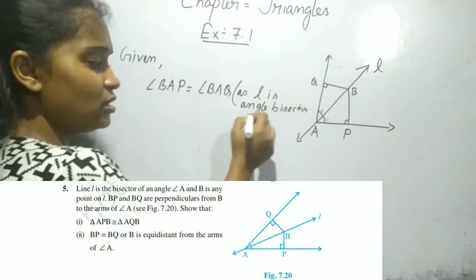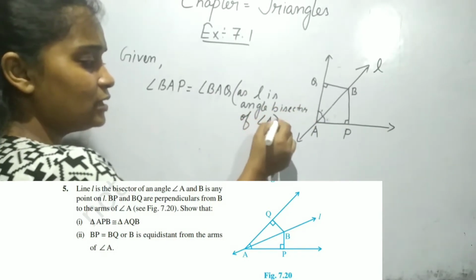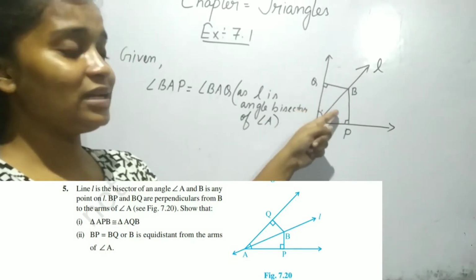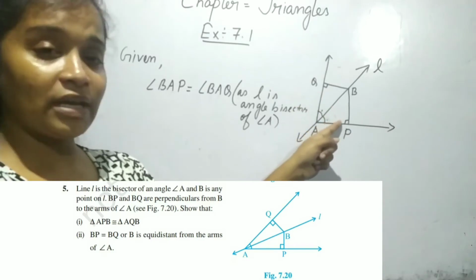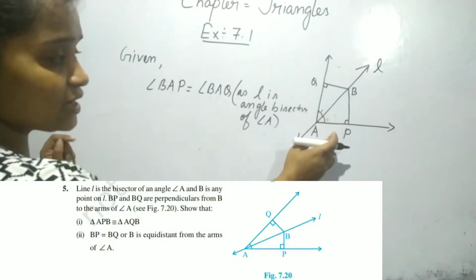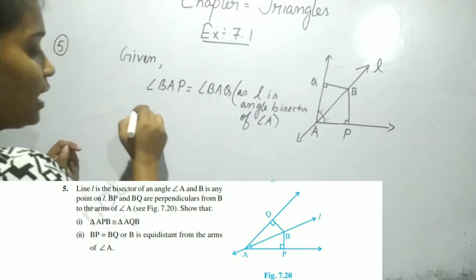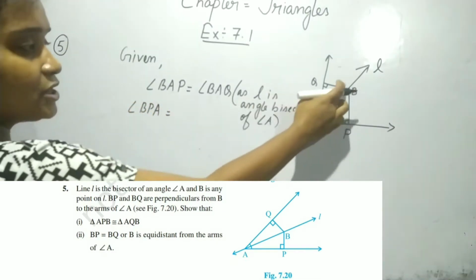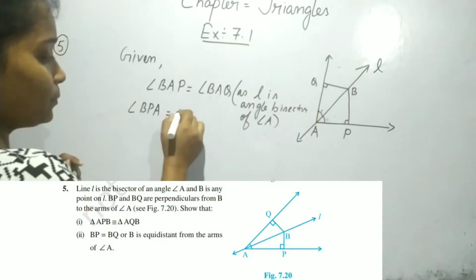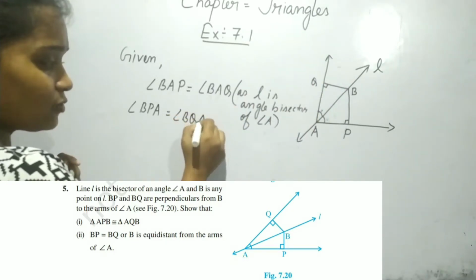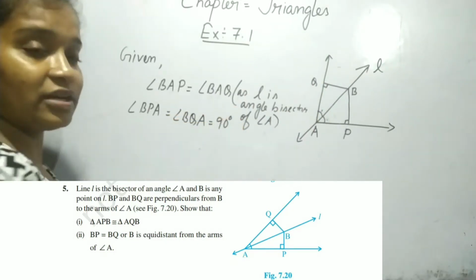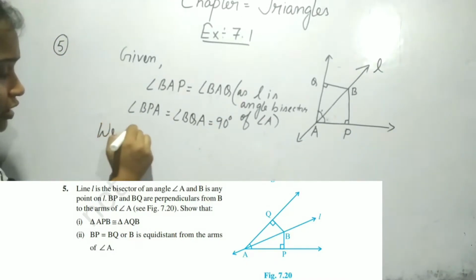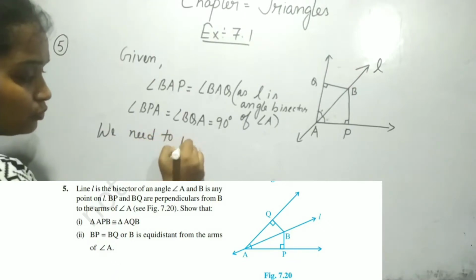Angle bisector of angle A. The next given is that they are perpendicular. That means they make 90 degrees. Now which ones are 90 degrees? Angle BPA, and again angle BQA, are equal to how much? 90 degrees. These all are given. Now you have to write what we need to prove.